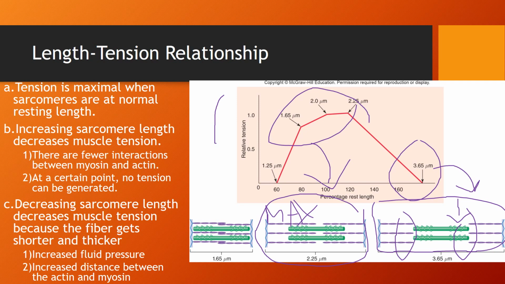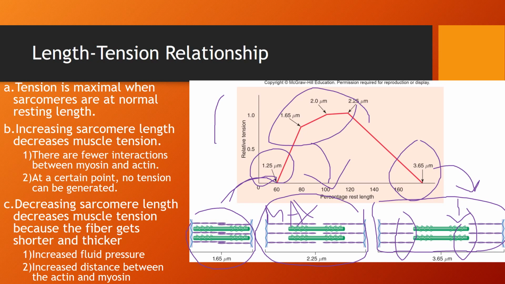And then the third situation is when we have a decrease in length, we'll also have a decrease in tension because the fibers get shorter and thicker. So we have maximum overlap between actin and myosin, and so this actually is going to increase fluid pressure within the tissue of the muscle, and also this has a decrease in distance between actin and myosin. So this maximum overlap is not a good thing. This is when you are, say, doing a bicep curl, so you are basically as far as you can curl for that muscle. And so that is going to be denoted in this graph right here.